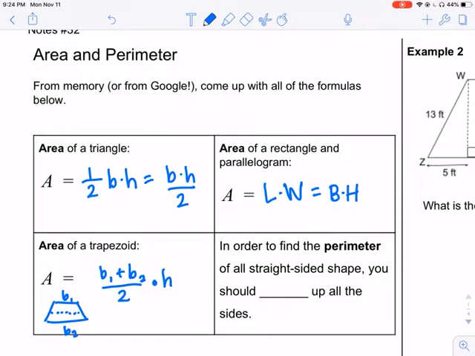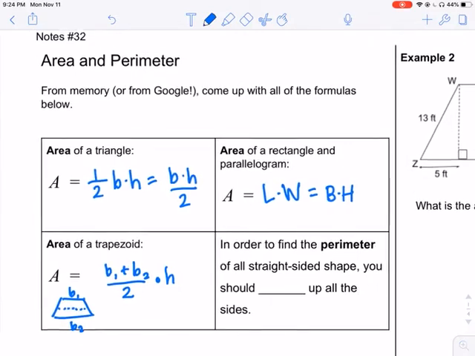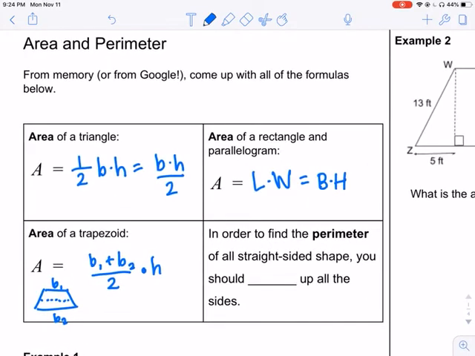And then finally, in order to find the perimeter of an all straight-sided shape, you should add up all the sides. You guys have seen that before for perimeter.